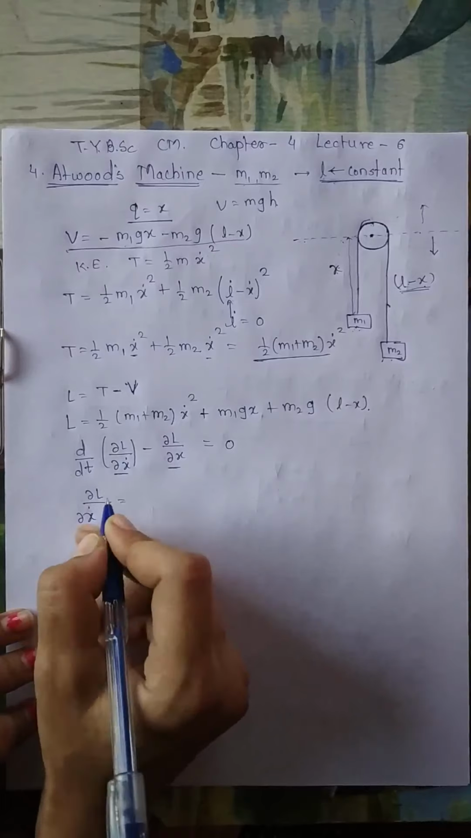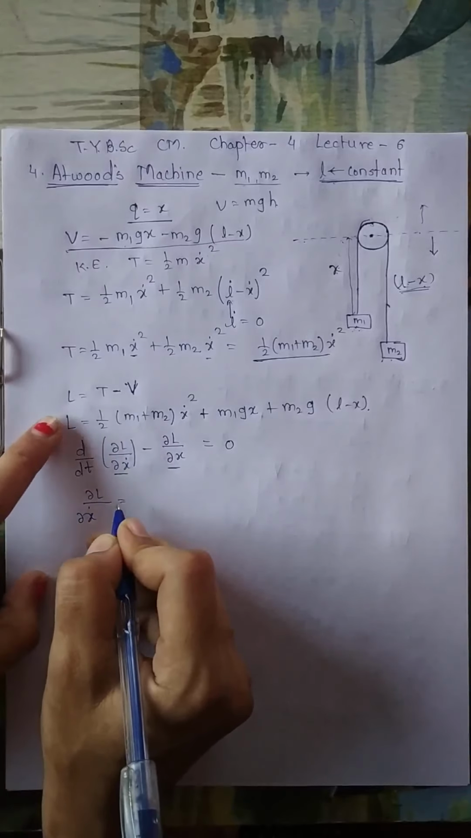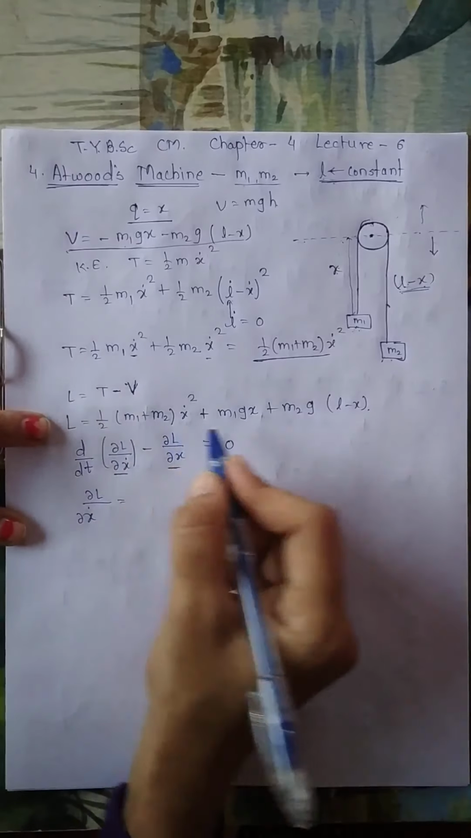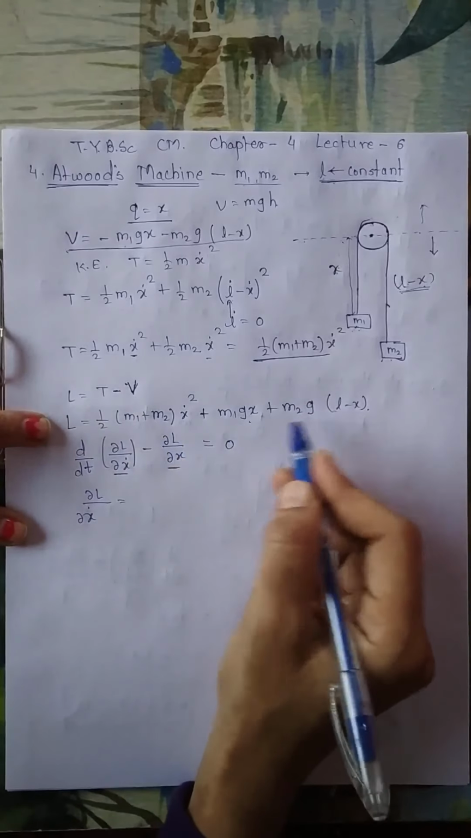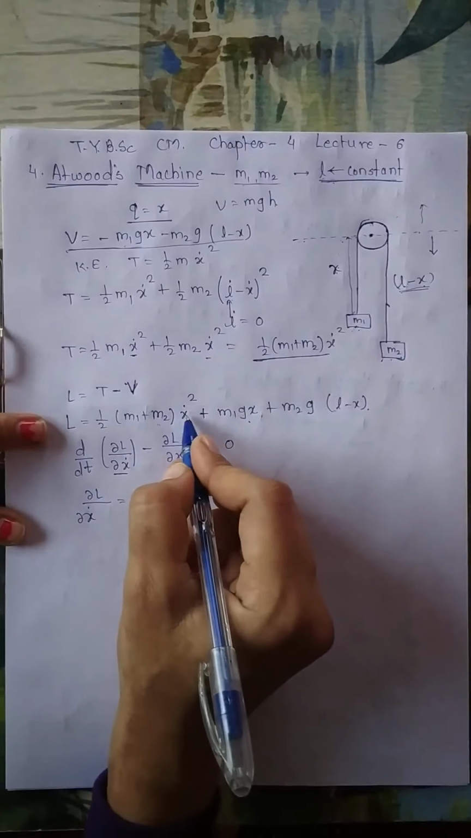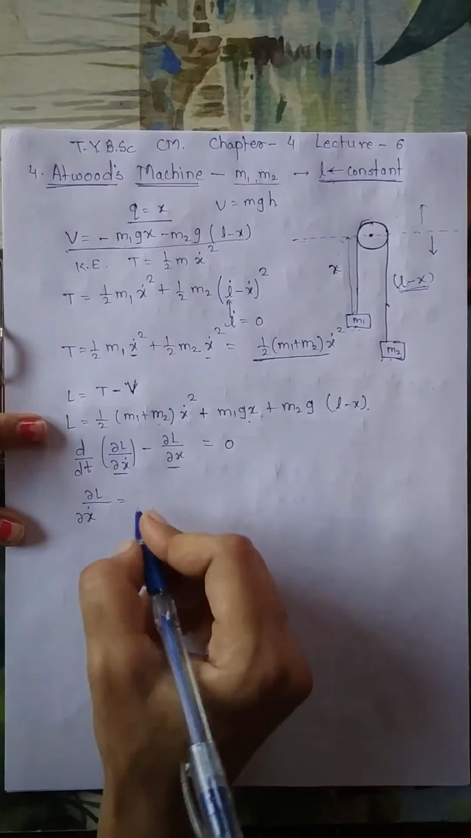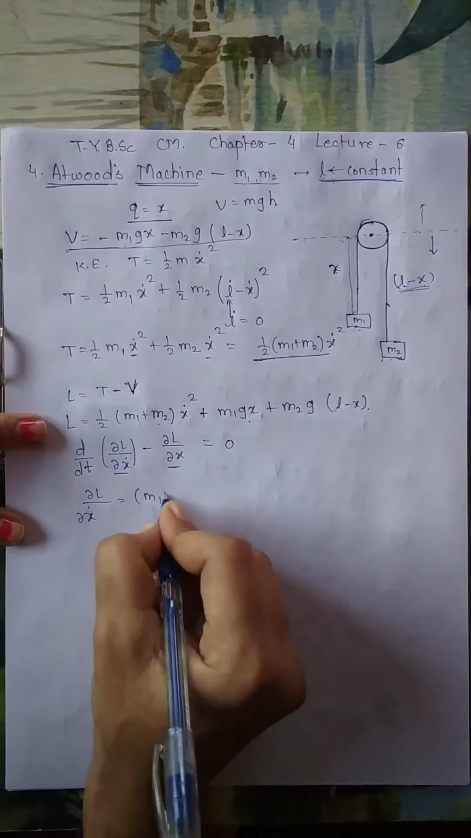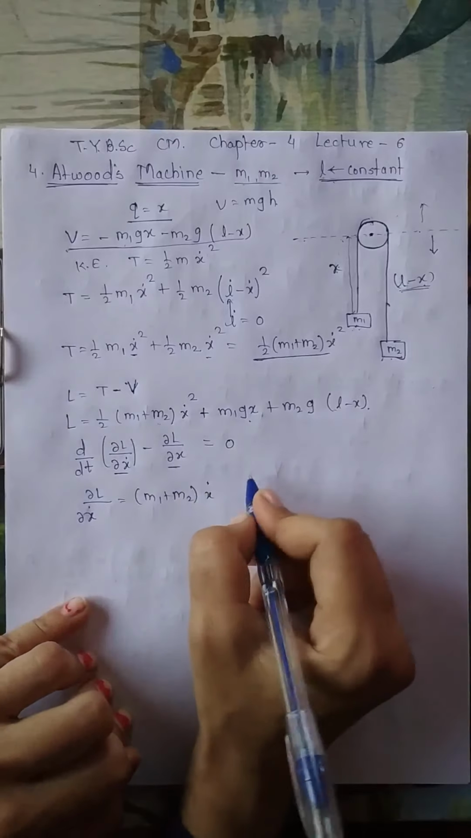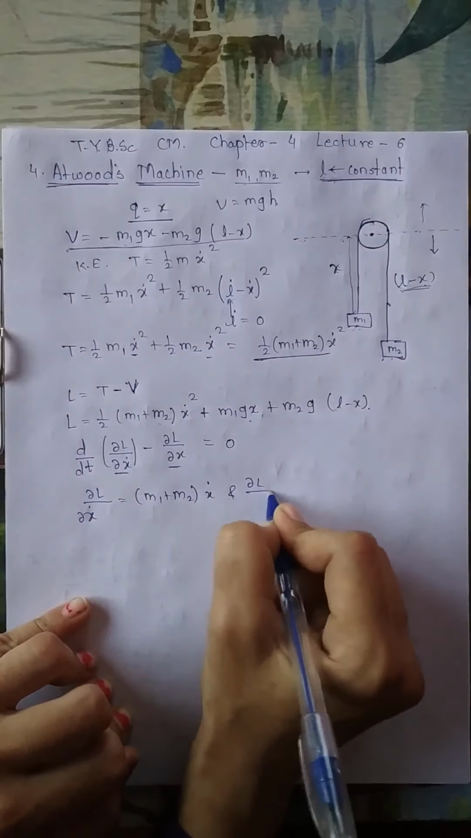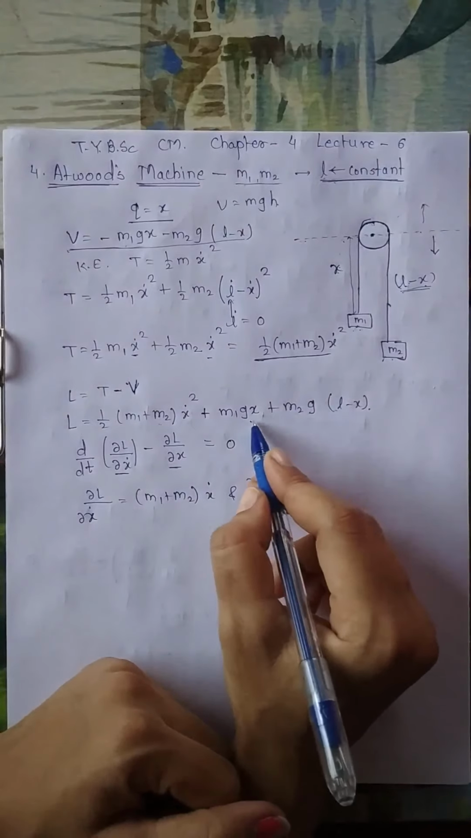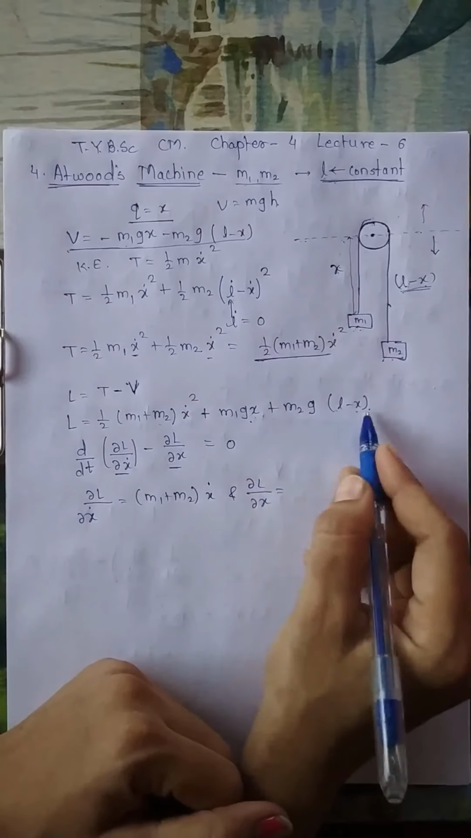The partial derivative of L with respect to x dot: in the last two terms there is no x dot, so the derivative will be 0, and the derivative of the first term will be 2 x dot times one half, giving m1 plus m2 times x dot. And for partial L upon partial x, here there will be two terms which include x.